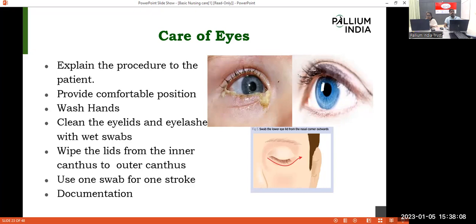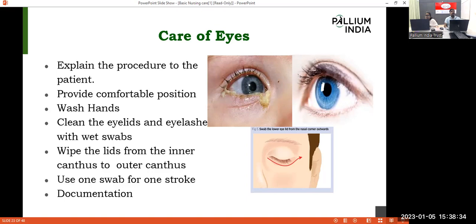Don't use a dry swab, because if the eye has dryness or dried pus content, anything like that, we need to assess. If again we use a dry swab, it will irritate the skin or irritate the eyes and eyelashes also. So we need to use a wet swab for proper cleaning.